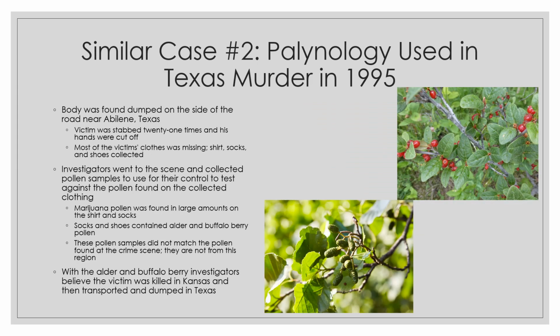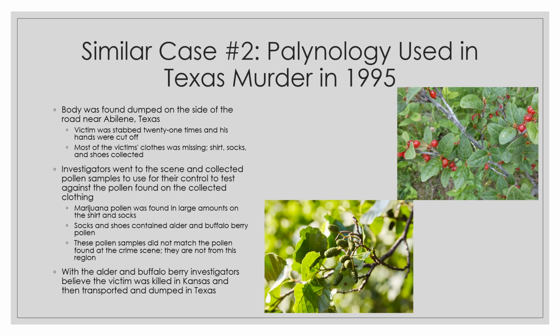The next similar case that we found was palynology used in a Texas murder in 1995. So for this one, the man's body was found dumped on the side of the road near Abilene, Texas. The man was stabbed 21 times and both of his hands were cut off. This was a problem because they couldn't detect who the man was based off fingerprinting because they didn't know where the hands were. And then most of his clothing was gone, but his shirt, his socks, and his shoes were still on him, so they were collected.